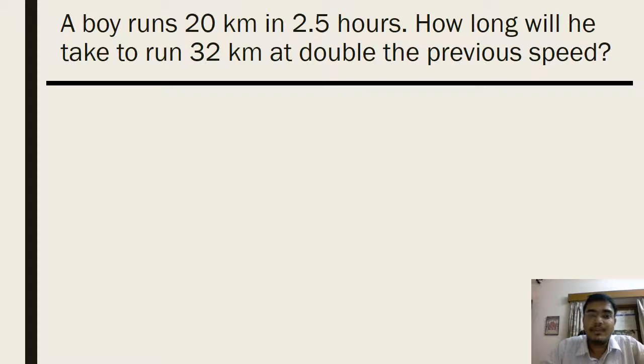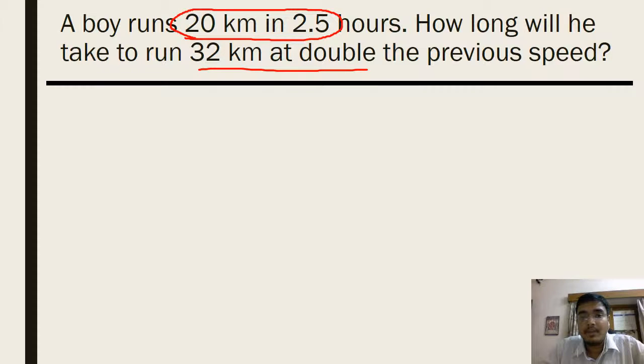Let us look at another question. Try this question for a minute and then we'll discuss how to solve this kind of question. The question says, a boy runs 20 kilometers in 2.5 hours. How long will it take to run 32 kilometers at double the previous speed? So what would be our speed? That is distance upon time. Distance is 20 kilometers and the time it is taking is 2.5 hours. This is our initial speed that I denote by SI.